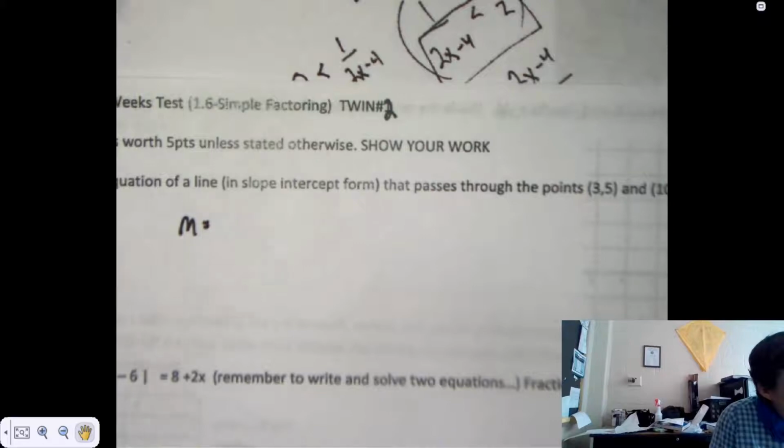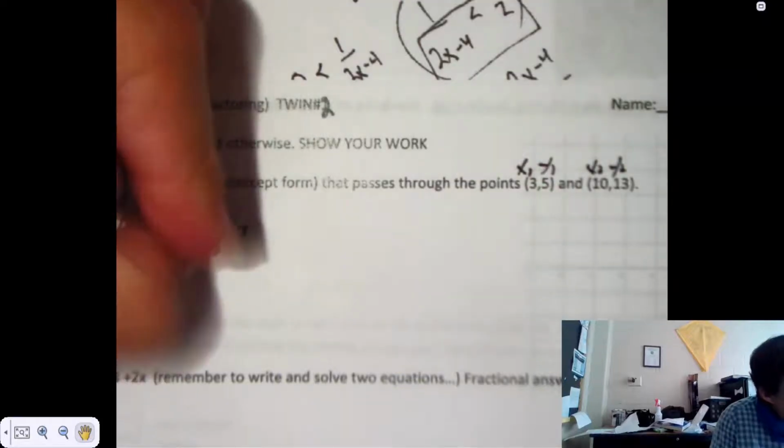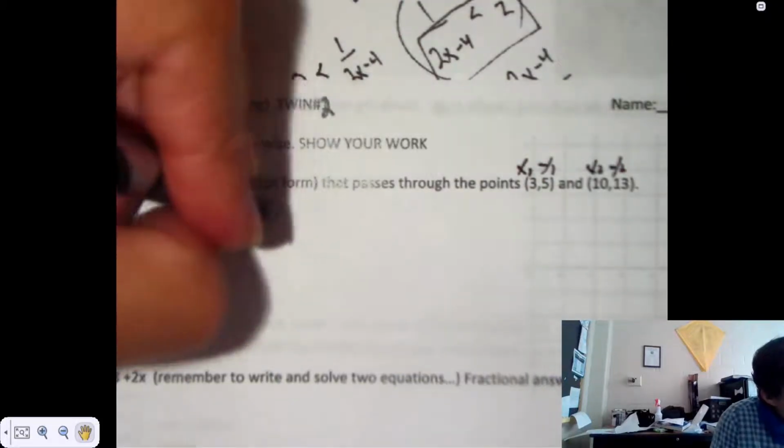Alright, so you need to find the slope of this one. It's in the video 1. Your slope is going to be y2 minus y1, so it's 13 minus 5, and your test will not be as bad as these. It will not be. Sitting over x2 minus x1, so 10 minus 3. Now 13 minus 5 is 8. 10 minus 3 is 7.